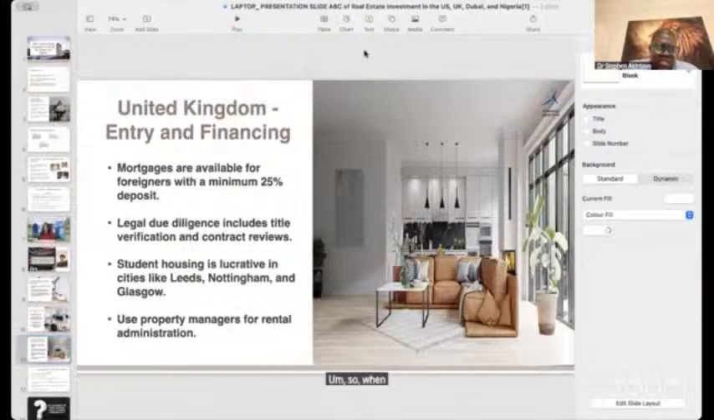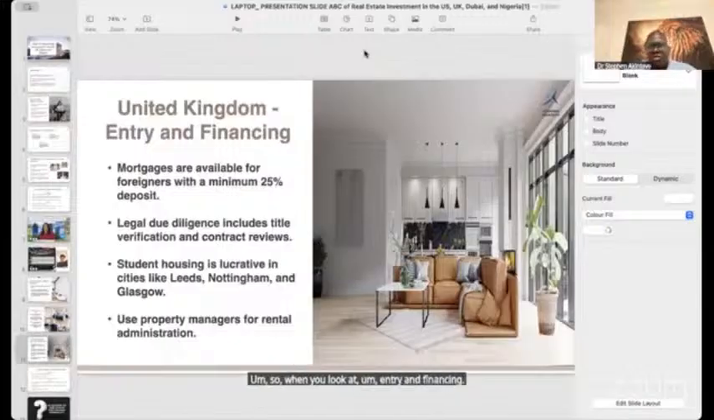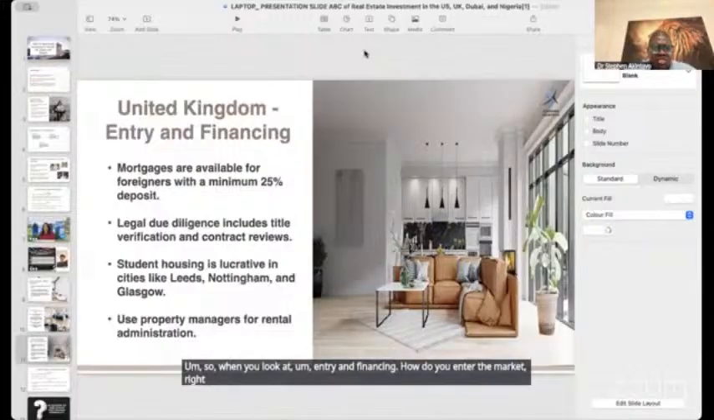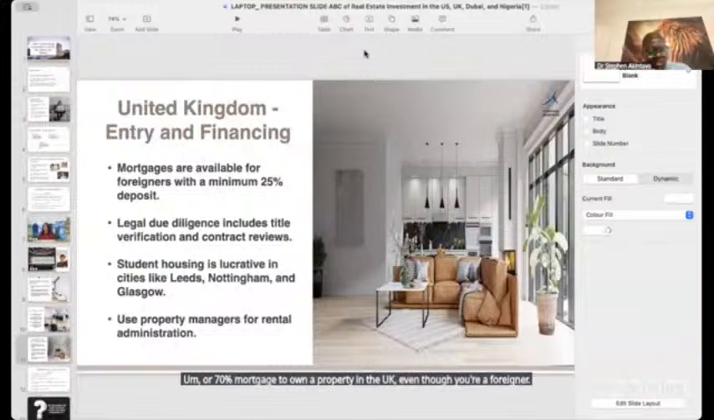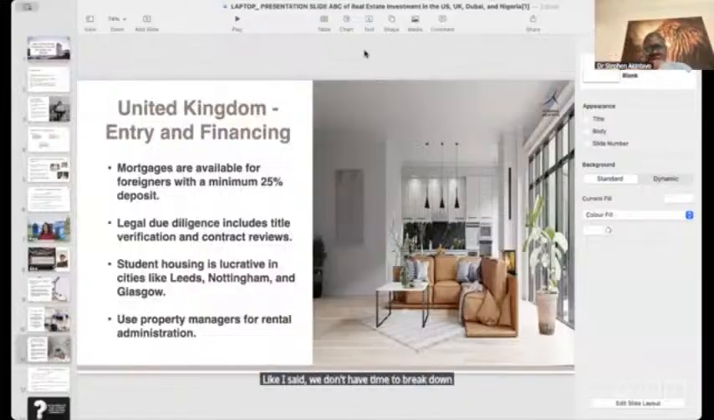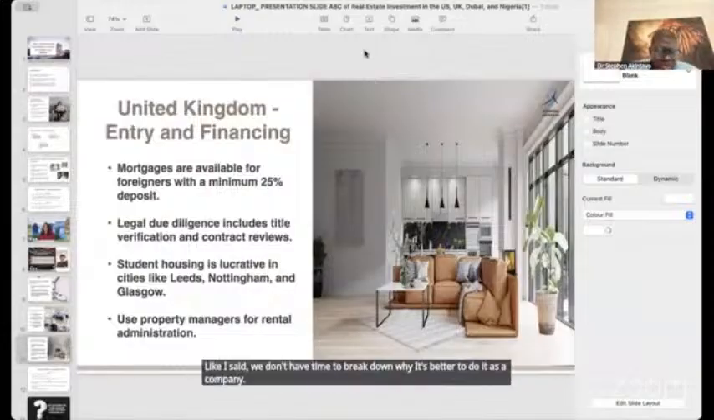So when you look at entry and financing, how do you enter the market? Mortgages are available for foreigners with a minimum of 25% deposit. Yes, a lot of people are shocked. As a foreigner, you can get a 75% mortgage, or 70% mortgage, to own a property in the UK, even though you're a foreigner. Don't forget that I said so many times it's better you do it as a company. Like I said, we don't have time to break down why it's better to do it as a company, but there's a benefit there.